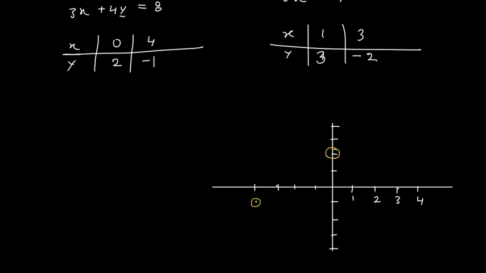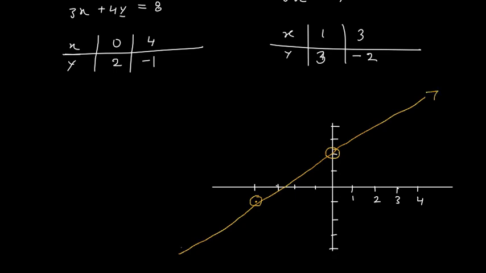I will join these two points with a line. Let me draw again. Passing through these 2 points, we draw a line. Again that line is not proper. It is difficult for me to draw a straight line. Okay, fine. This time a little better.